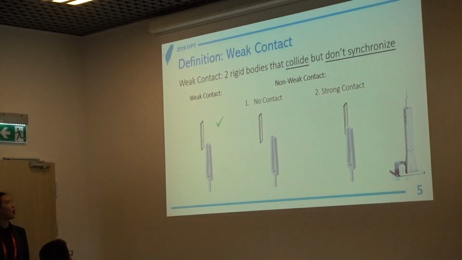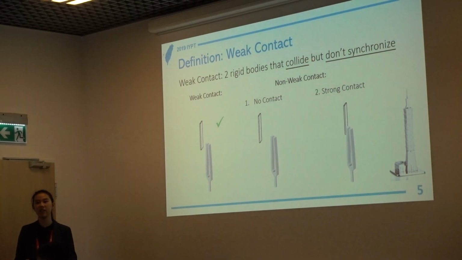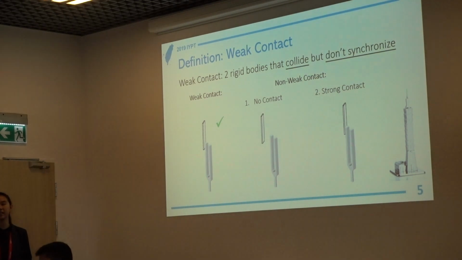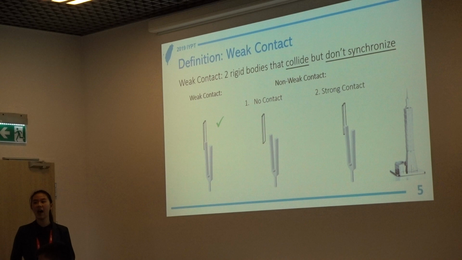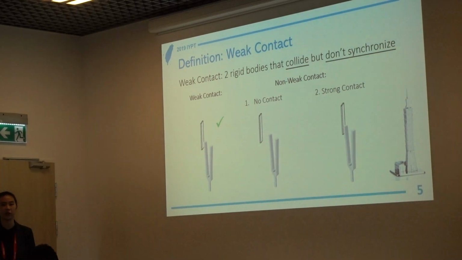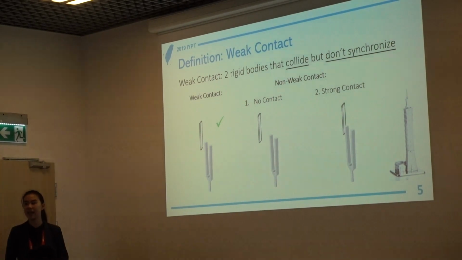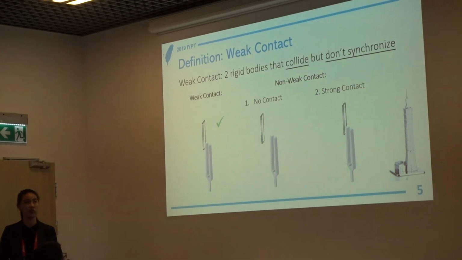So, introduction. I'll be defining weak contact as where two rigid bodies collide but don't synchronize. This means that the paper must directly contact the tuning fork. However, the force exerted by the paper on the tuning fork cannot be so large that the paper becomes an added mass onto the tuning fork and oscillates with the tuning fork.